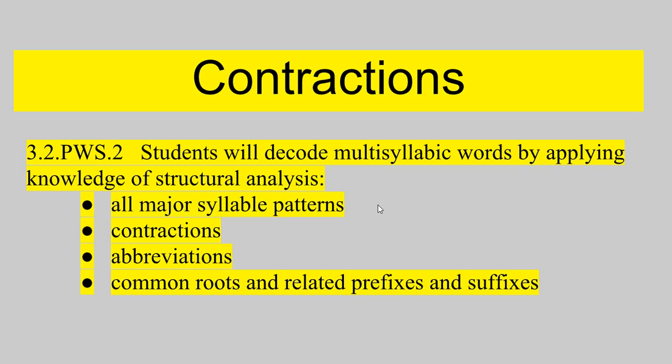We are going to be looking at 3rd grade Oklahoma Academic Standards, specifically Standard 3.2.PWS.3. Students will decode multisyllabic words by applying knowledge of structural analysis, all major syllable patterns, contractions, abbreviations, common roots and related prefixes and suffixes. Today we are going to look at contractions.